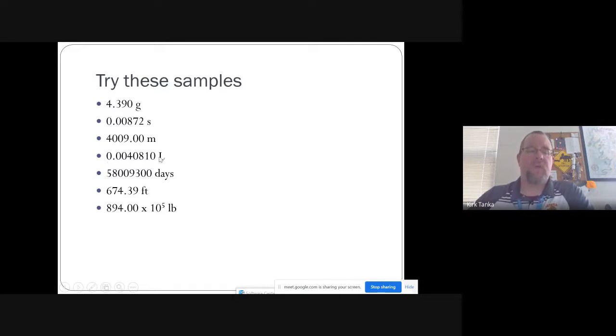Oh, here's a tricky one. Notice that this has leading zeros. Those are not significant ever. Even though they're after the decimal, that is not the rule. The rule is if it's after or to the right of the number.